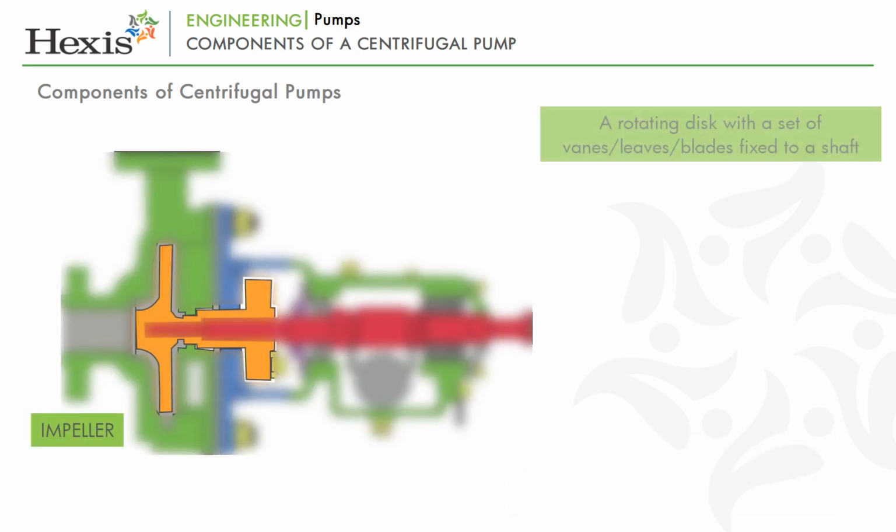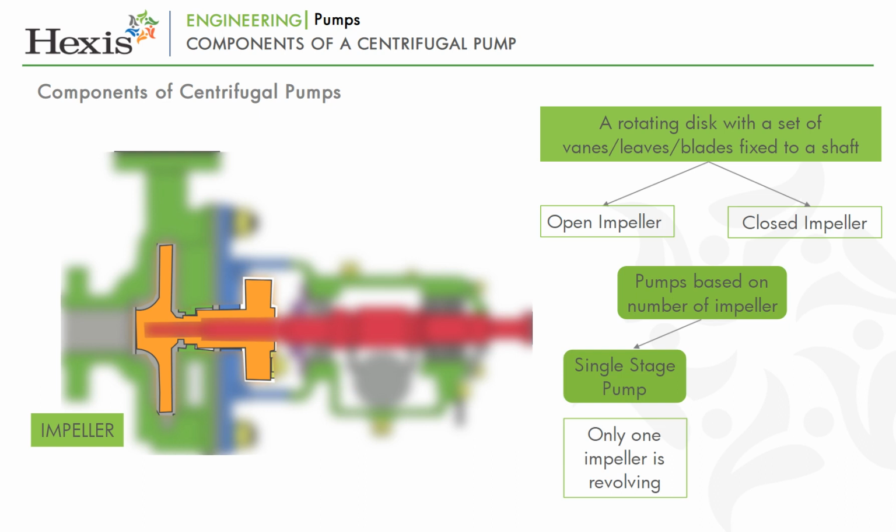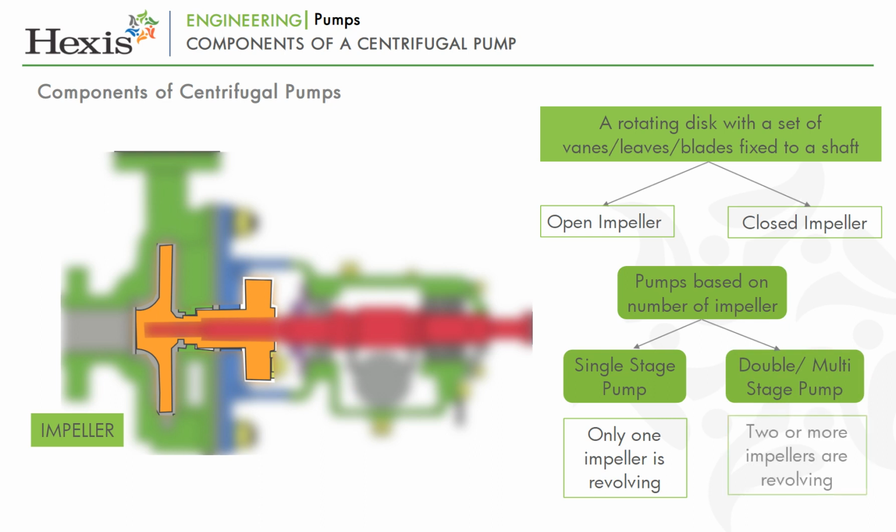Impeller. A rotating disc with a set of vanes or leaves or blades fixed to a shaft. Impellers come in a variety of types and can be either open or closed. Pumps can also be further categorized based on the number of impellers used. Single-stage pump: when in a casing only one impeller is revolving, then it is called a single-stage pump. Double or multi-stage pump: when in a casing two or more impellers are revolving, then it is called a double or multi-stage pump.